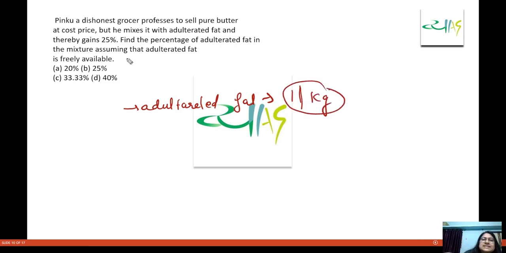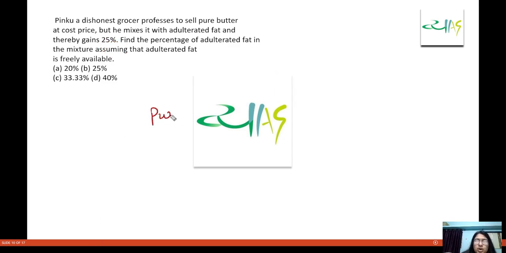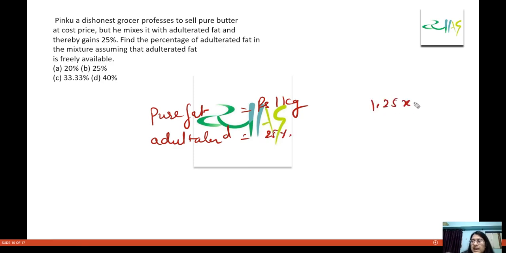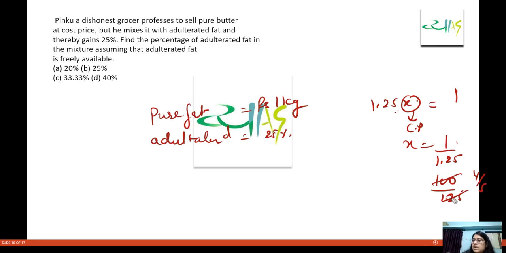Fine. So that means when I am gaining 25%, pure fat I am having rupees 1 per kg. So when I am adulterating this and I'm earning 25% profit, that means 1.25 of x, that means my real cost price is equals to 1. So that means x is equals to 1 by 1.25. So that means it is 100 by 125. So that means it is 4 by 5, because 25 5 times and this 4 times, and this is decimal equal to 0.8.